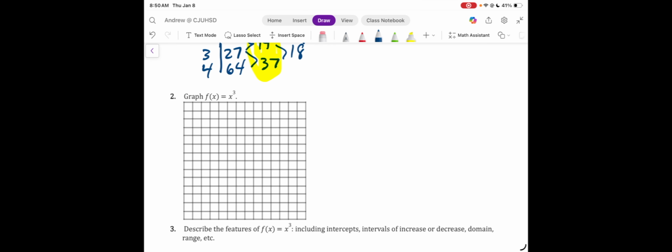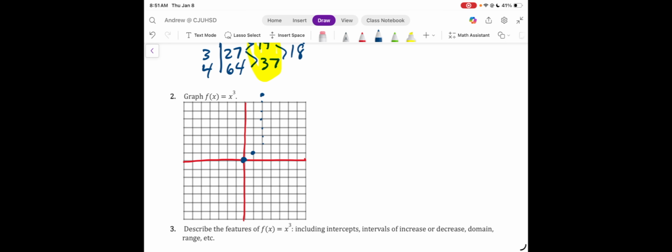So again, we're going to draw in our x and y axis. Okay, so it starts at 0, 0. That's our reference point. 1 cubed is 1. 2 cubed is 8. Let's see if we can get there. 1, 2, 3, 4, 5, 6, 7. Oops, missed. So we'll just put one up here.